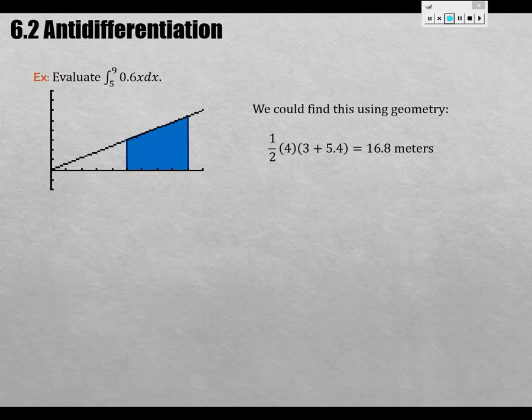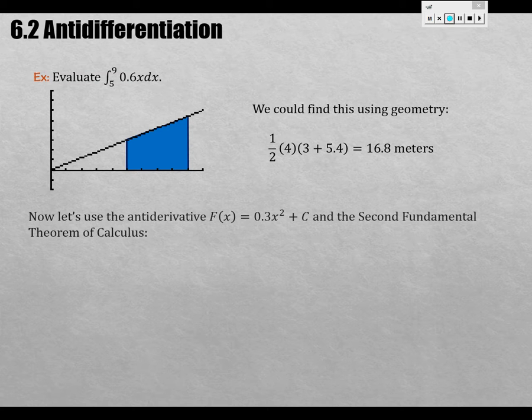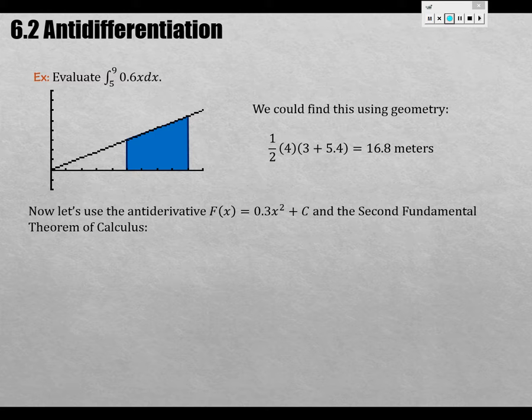It's a trapezoid, so 1/2 the height of our trapezoid you could consider to be like 4, and the two bases are 3 and 5.4. If you plug in 5 and 9, you'll see that that's the case, and you get 16.8. Let's also do this now using the antiderivative.